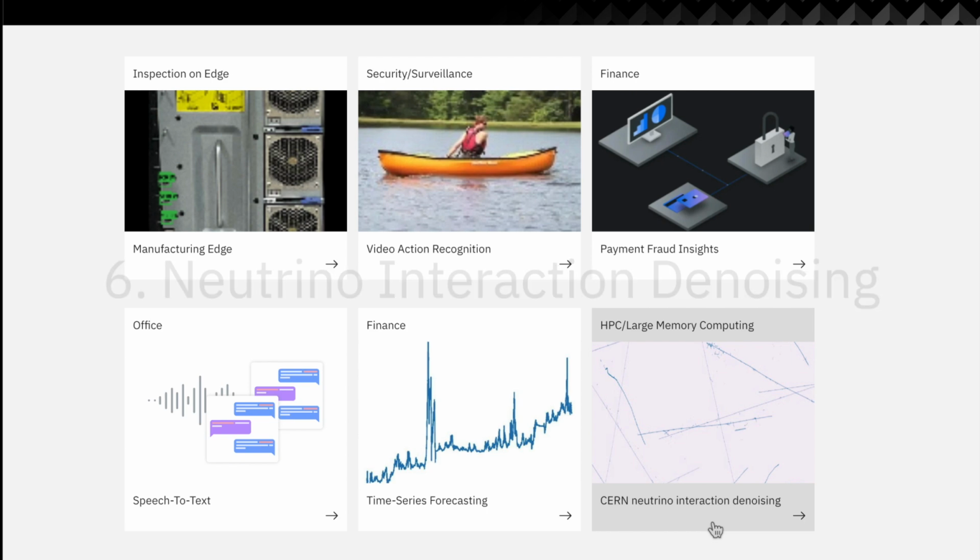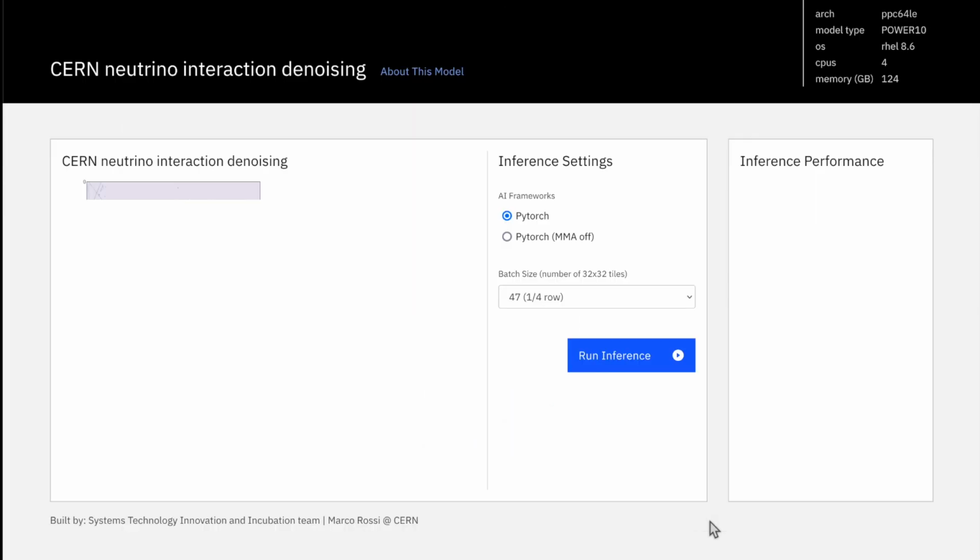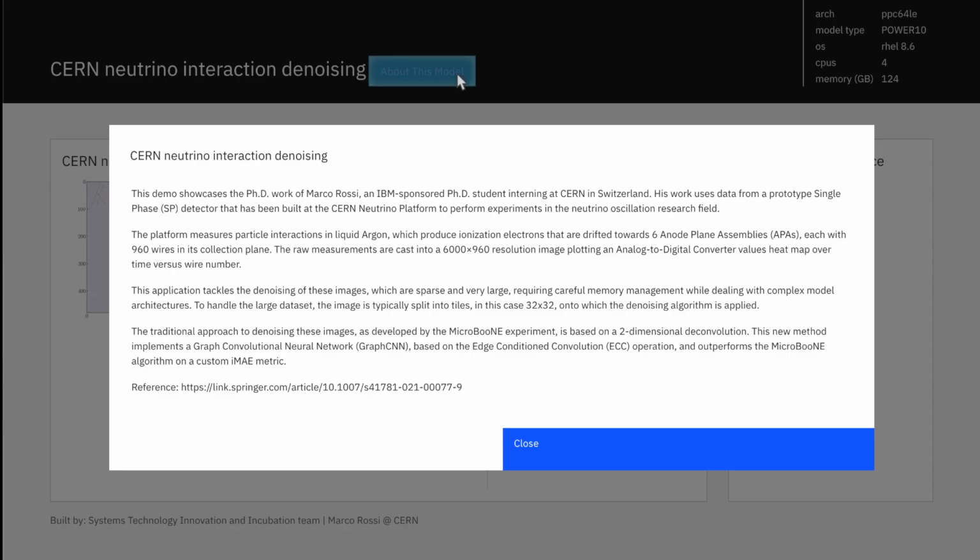This is a demo of the CERN neutrino interaction denoising application. To further demonstrate Power 10 compute capability, a large memory model is used to show that inferencing is faster with no need of splitting the input images into smaller sizes. A prototype single-phase detector has been built for the CERN neutrino platform to perform experiments in the neutrino oscillation research field. The platform measures particle interactions in liquid argon, which produce ionization electrons that are drifted towards 6 anode plane assemblies, each with 960 wires in its collection plane.